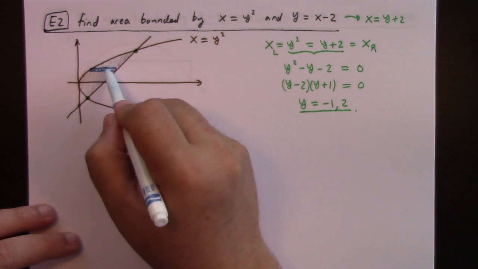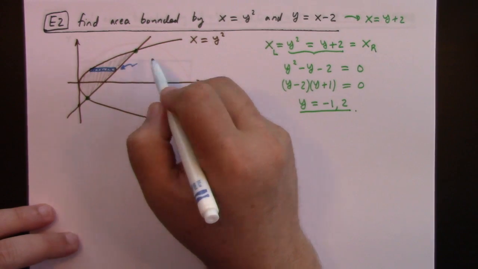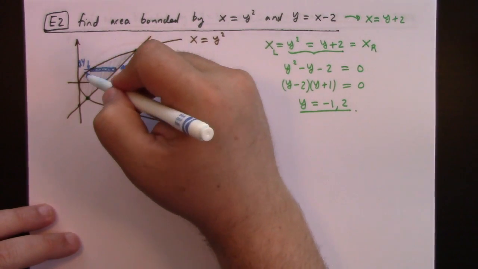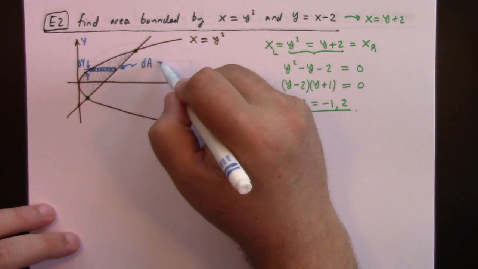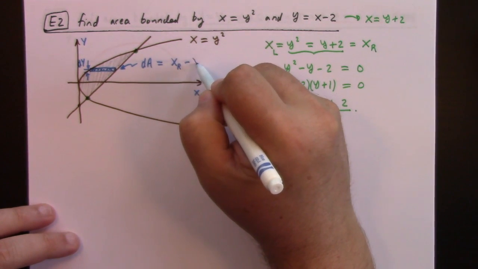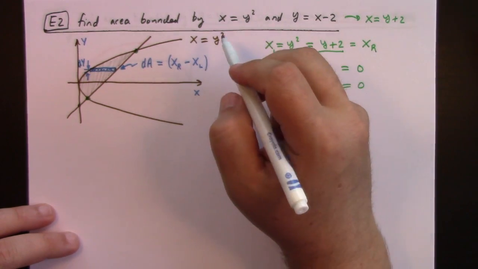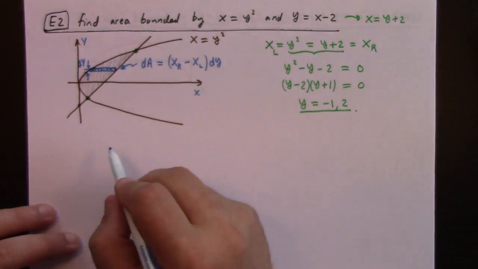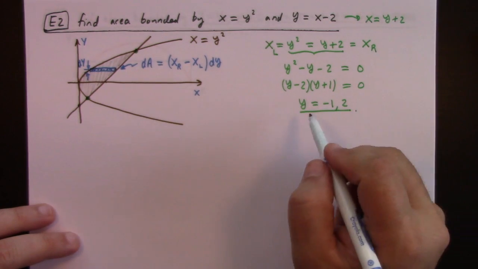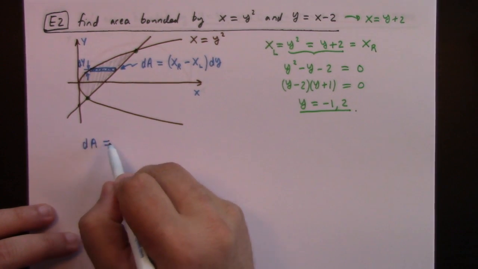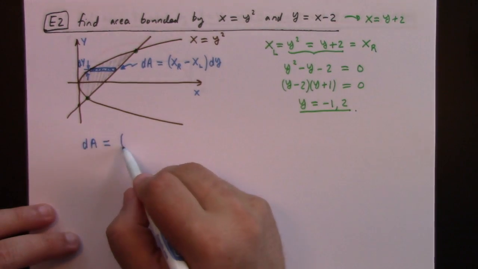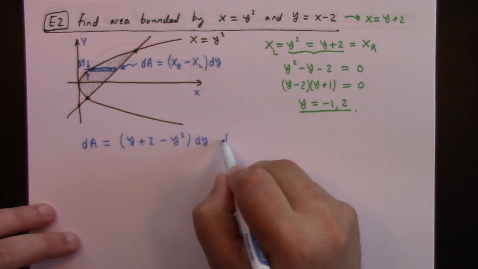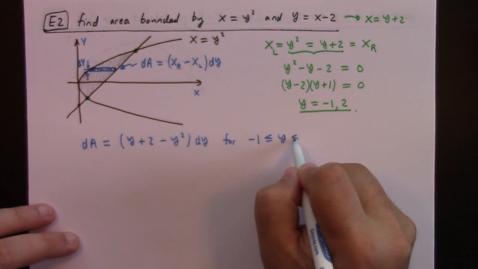Although I guess I really should say they're not approximating, they're infinitesimal rectangles. So here the thickness of such a rectangle is dy. Little change in y, right? And so dA is going to be the right x minus the left x. That's the width of this infinitesimal rectangle, and the height is dy. And to be more specific, we have dA equal to, let's see, the right x was y plus 2, and the left x was y squared, so minus y squared dy, and that's good for minus 1 less than or equal to y less than or equal to 2.